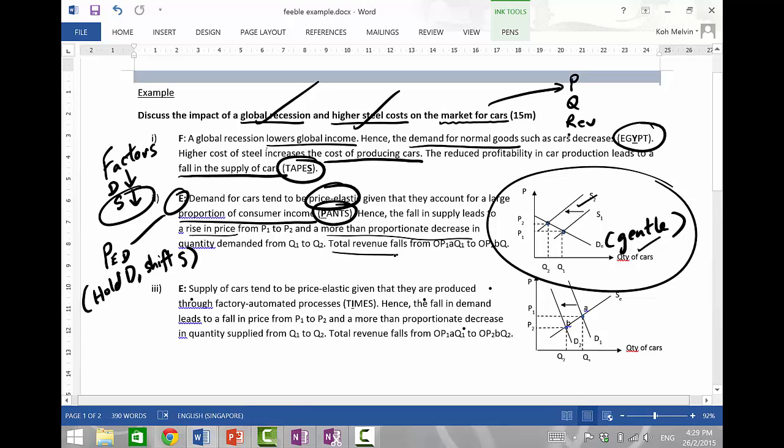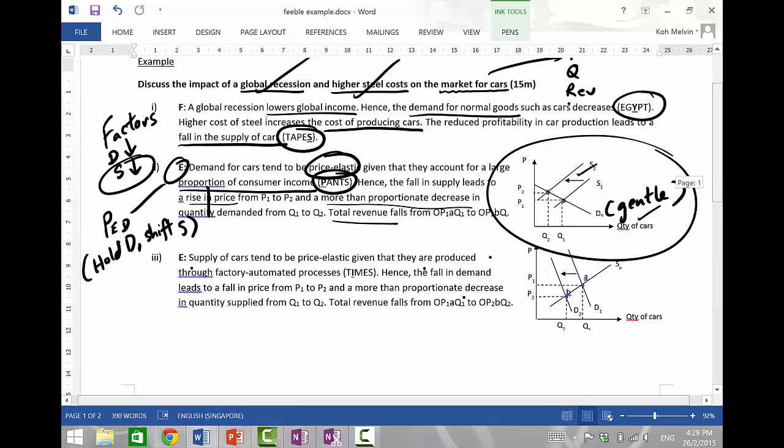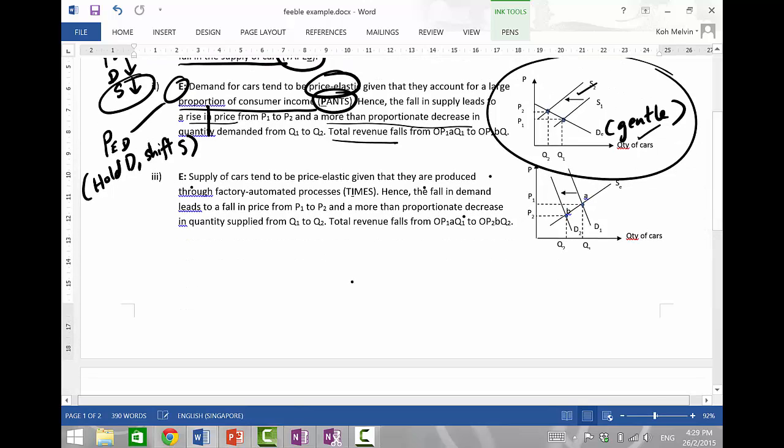Okay? So that's your second step. In the third step, since we are assessing PES here, we will hold the supply curve and we will shift the demand curve. So I've determined that the supply of cars tends to be price elastic because they're usually produced in factories, which rely on automation. So I have a gentle supply curve here.